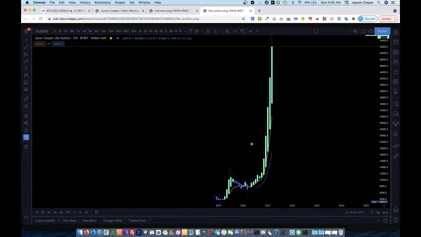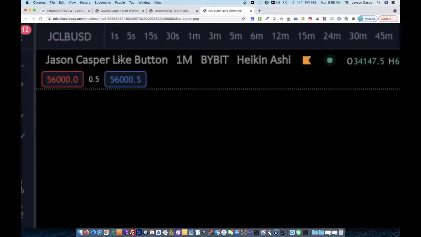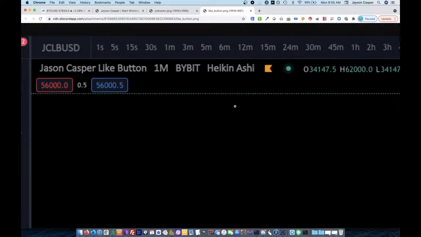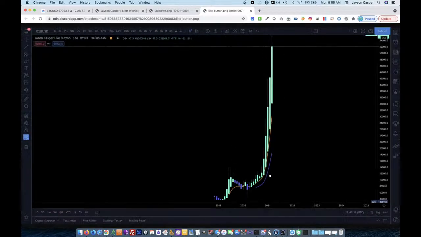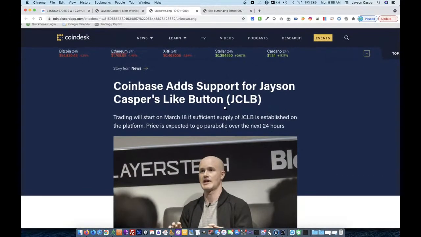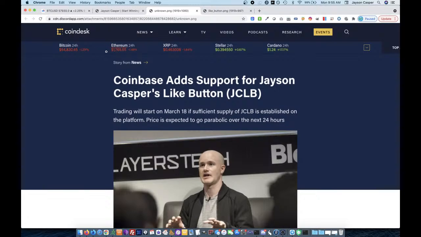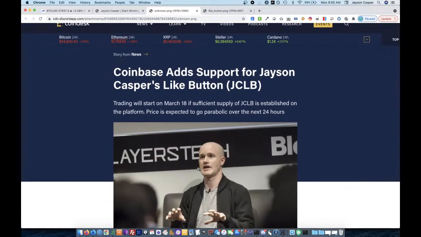This is the like button chart for this video. This is the like button going parabolic, and you can actually trade the Jason Casper like button on Bybit with up to 100x leverage. I don't recommend trading my like button with 100x leverage. I don't use any higher than 99x when I'm trading my own like button. But look at how parabolic this thing is. And Market Cipher says there's no bottom in sight, so you better hop in now. And also, Coinbase adds support for the Jason Casper like button. I just read this article on CoinDesk this morning. I was surprised to hear Coinbase adding support for my like button.